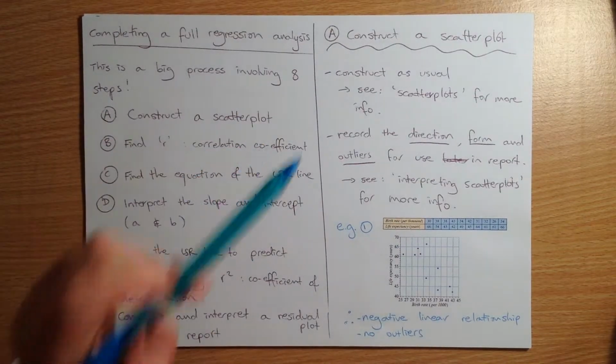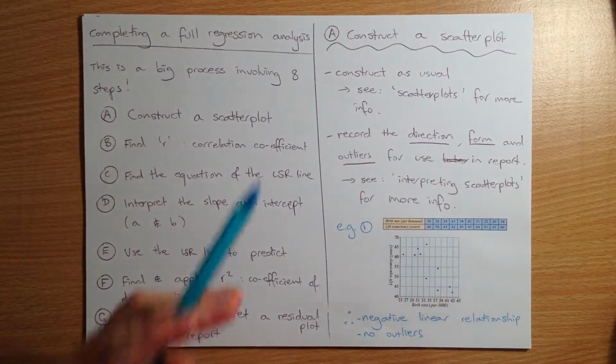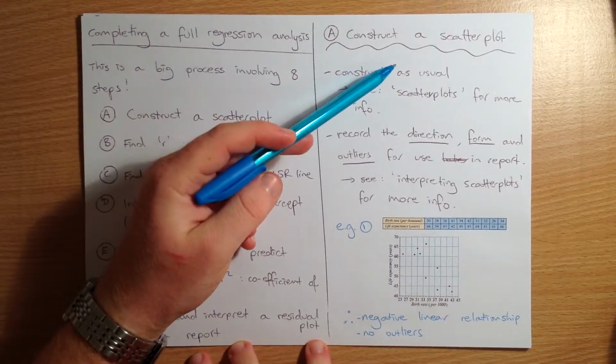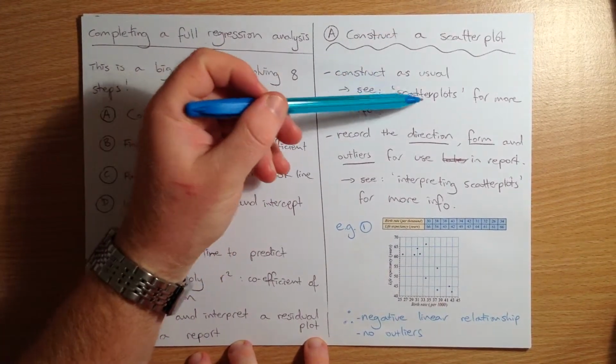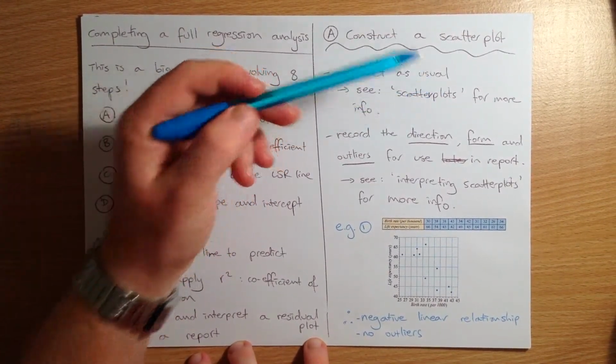Right, so letter A, construct a scatter plot. Basically, just do the same thing as you always do. So I've written here, construct as usual. If you're not sure how to do that, check your scatter plots video that I put up for you.